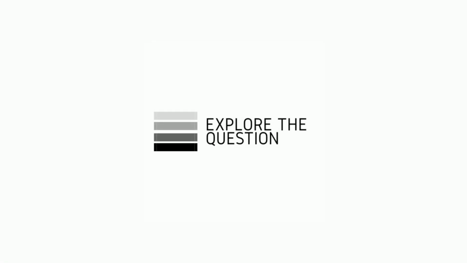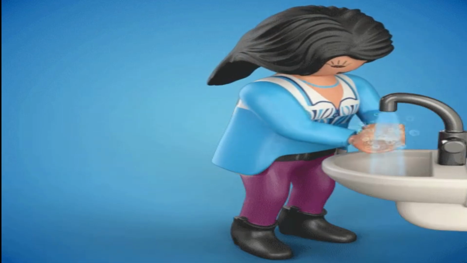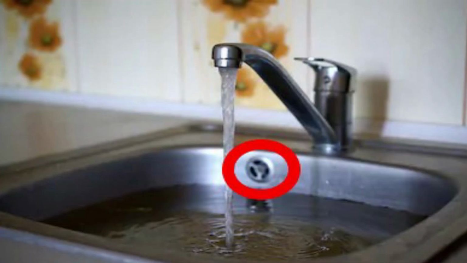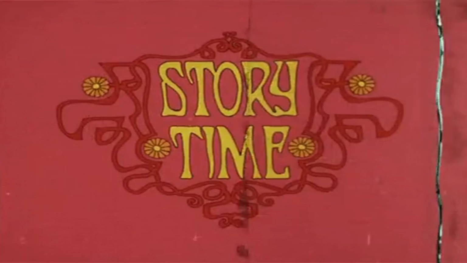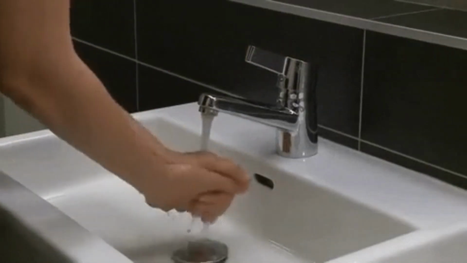Here we are going to discuss the fact about basin. We use our basin for washing our hands. Sometimes we may think why there is a hole in the basin. Let's move to a story. When we are washing our hands, some waste may get stuck over the holes of the outlet pipe.